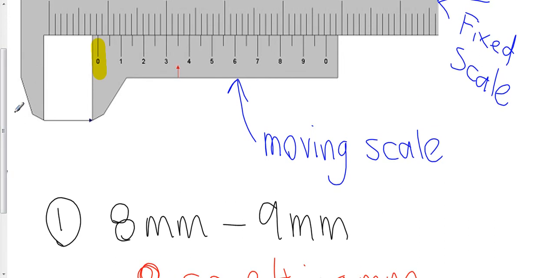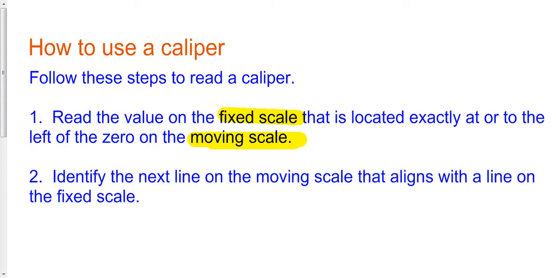And that's where we come into the second step in reading an SI caliper, or any caliper for that matter. Identify the next line on the moving scale that aligns with a line on the fixed scale. So they have to line up.